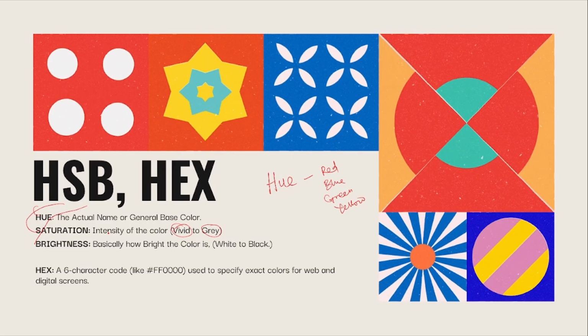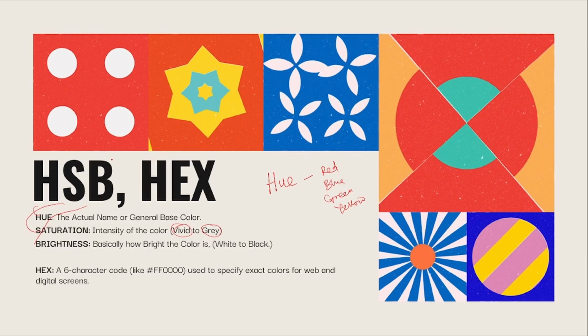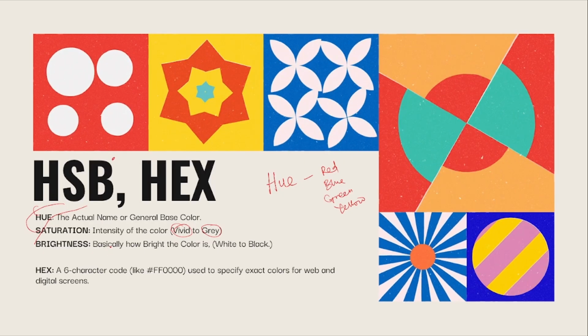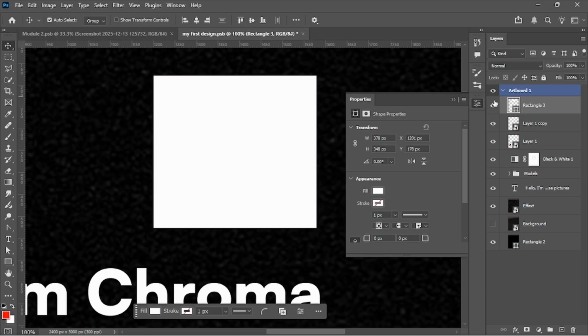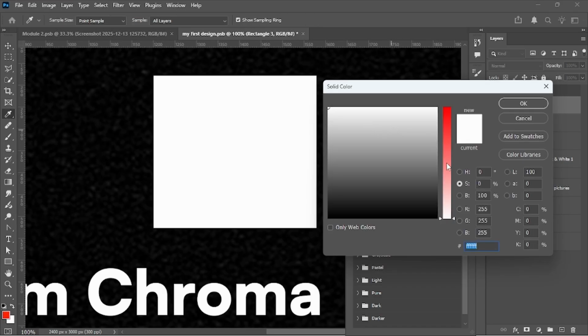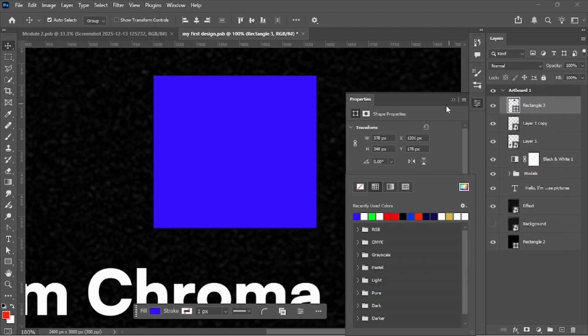I don't want to use the word bright, because brightness is another term on its own, and that's the last one, B. Brightness is basically how bright the color is, and it goes from white to black. Now let's go back again, go to our slider, change it to brightness. Let me change the hue to something like this. The saturation shouldn't be 0, so we can see the effect of brightness. Let's click OK, then go back.